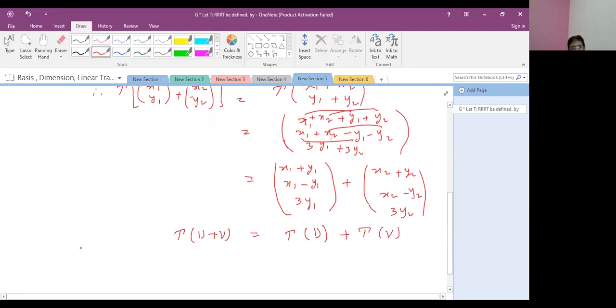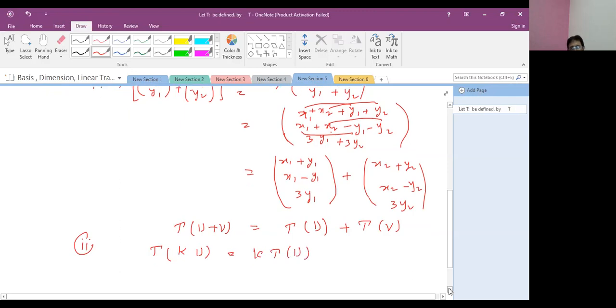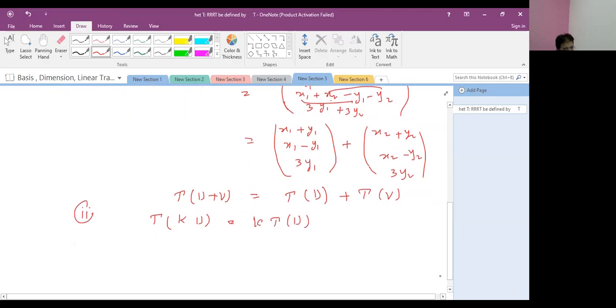Now the second property is the transformation of K times U, which is equal to K times the transformation of U. Now we apply the second property and check it.